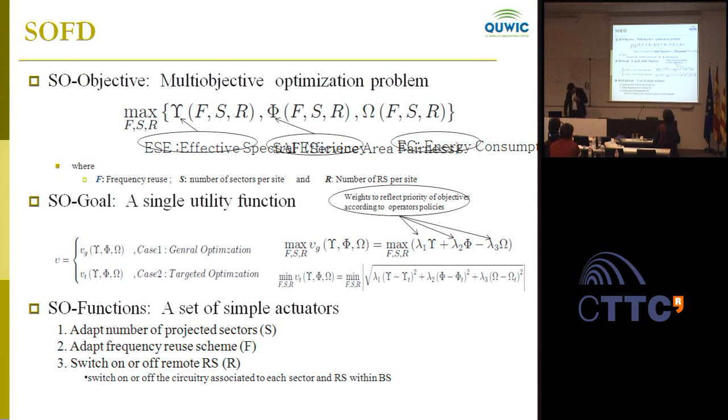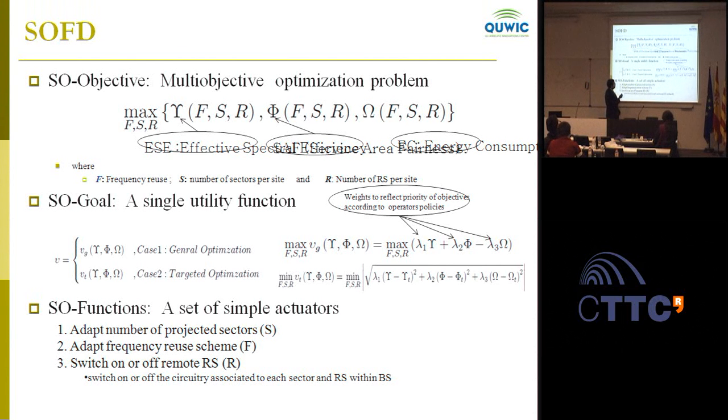We can formulate the problem: you want to maximize your ESE, service area fairness, and energy consumption as a function of frequency reuse, sectorization, and relay stations, assuming you have a system which can adaptively change the number of sectors, switch off relay stations, and also change frequency reuse. So this is a typical multi-objective optimization problem, which is nonlinear. It's difficult to say whether it's non-convex, but fortunately it's a combinatorial problem with just 26 possible solutions.